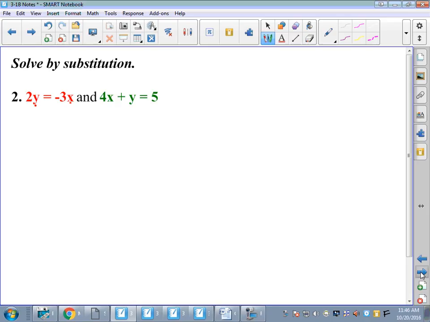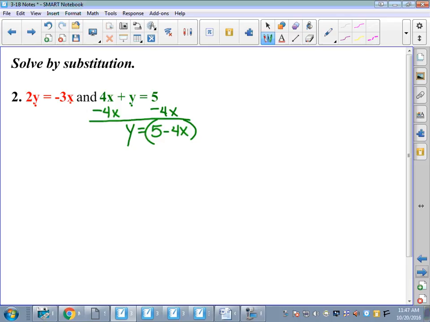The best variable to get isolated is the second y. That y value doesn't have a coefficient in front of it, so you wouldn't have to divide anything. We just simply have to subtract the 4x from both sides. That leaves me with y equals 5 minus 4x, and that is what y is equal to, so I could substitute that into the red equation and solve. Some people have a problem with me putting the minus 4x at the end.